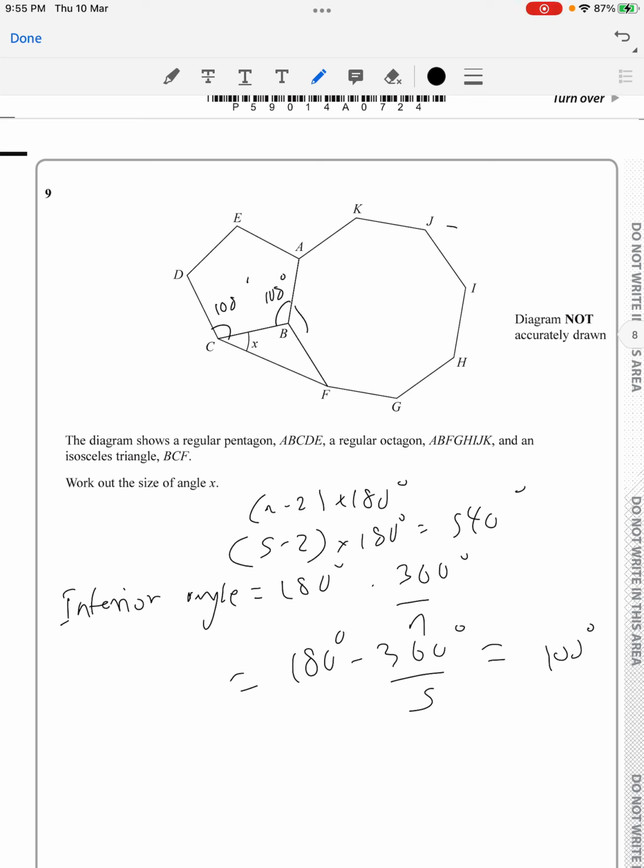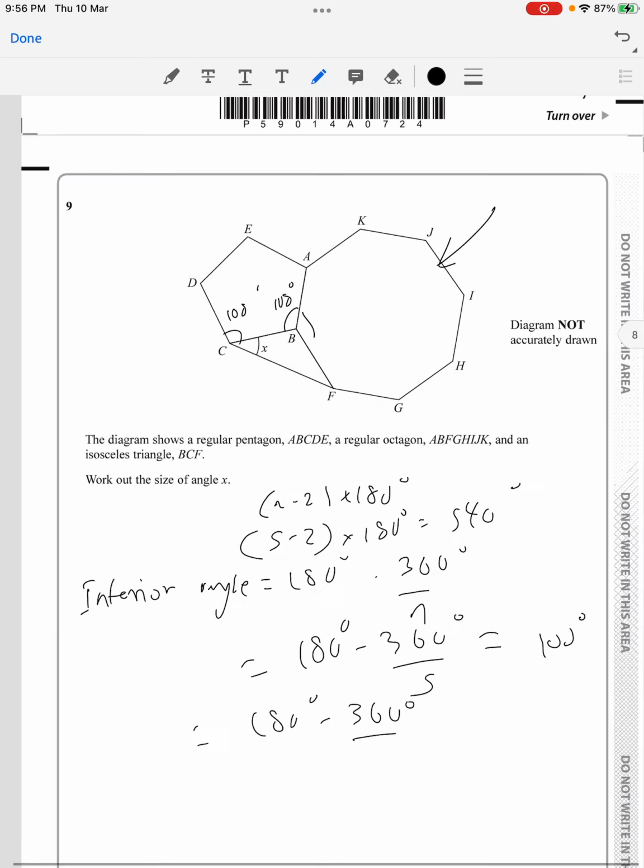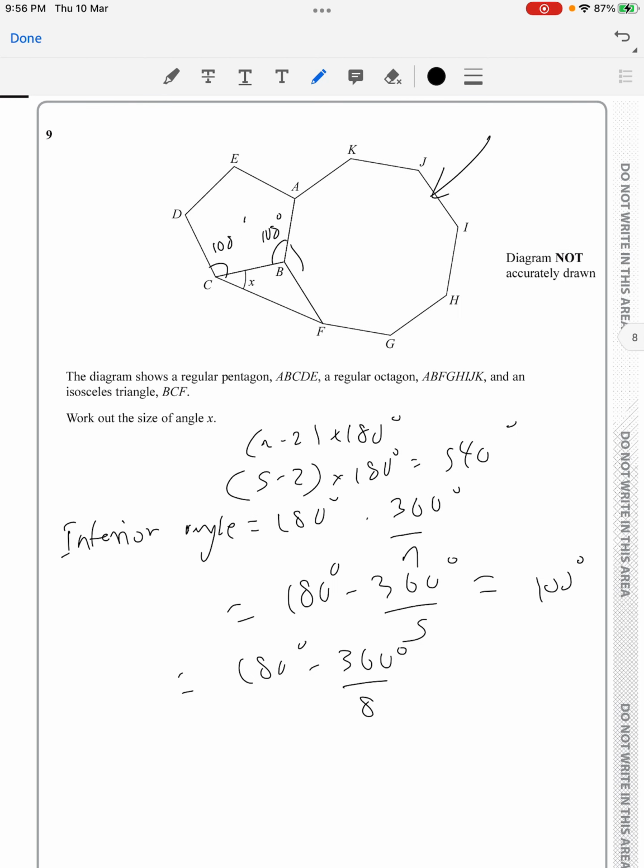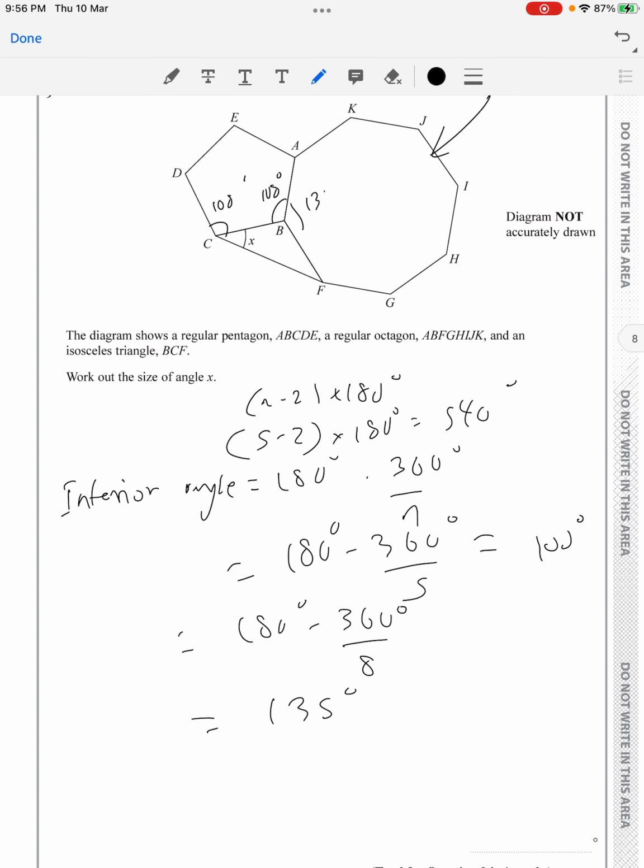Now for the other shape, what do we do? How do you calculate the interior angle? Just use the same formula. It's applied, but in this case, in an octagon, you have 8 sides. So 180 minus 360 divided by 8 should be giving you about 135 degrees. It's pretty awesome, right? You have 135 degrees.